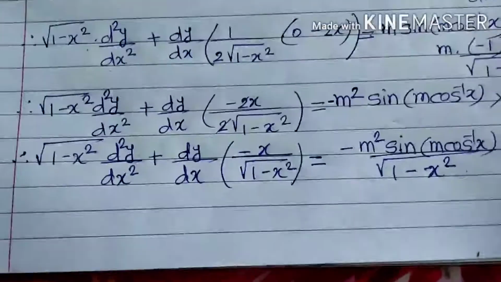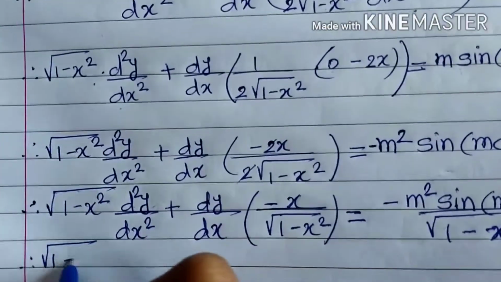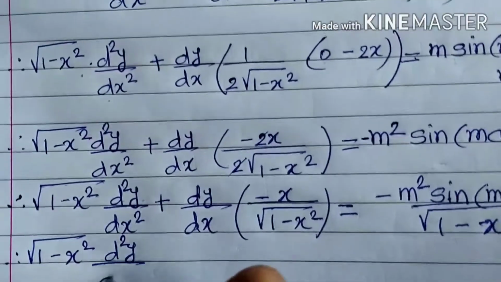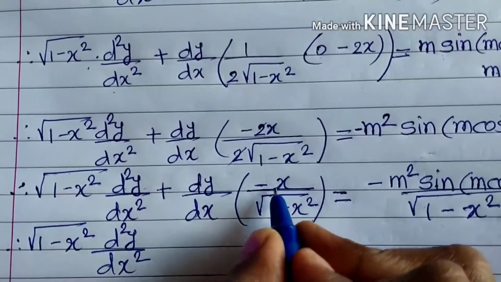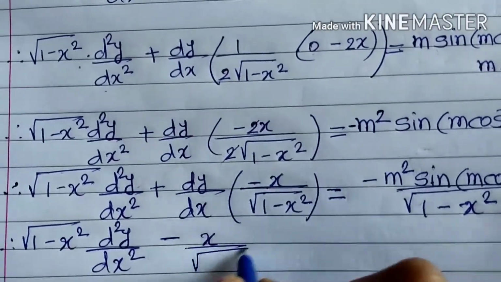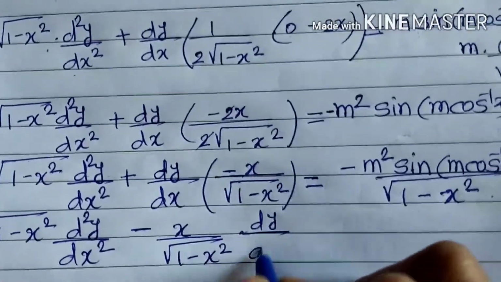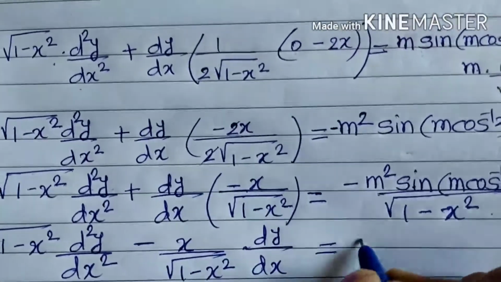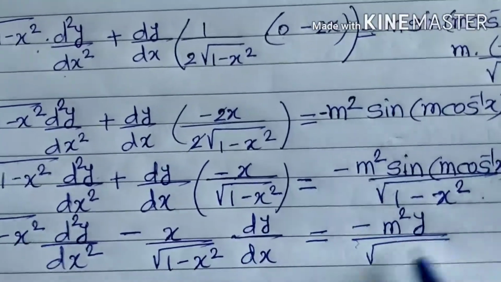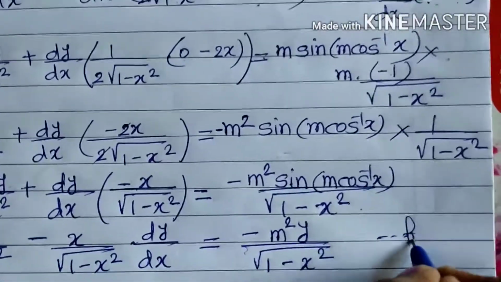So we get, therefore under root of 1 minus x square d2y upon dx square, you can write it minus, so minus x upon under root of 1 minus x square into dy by dx is equal to minus m square y upon under root of 1 minus x square. Right, here from the first.